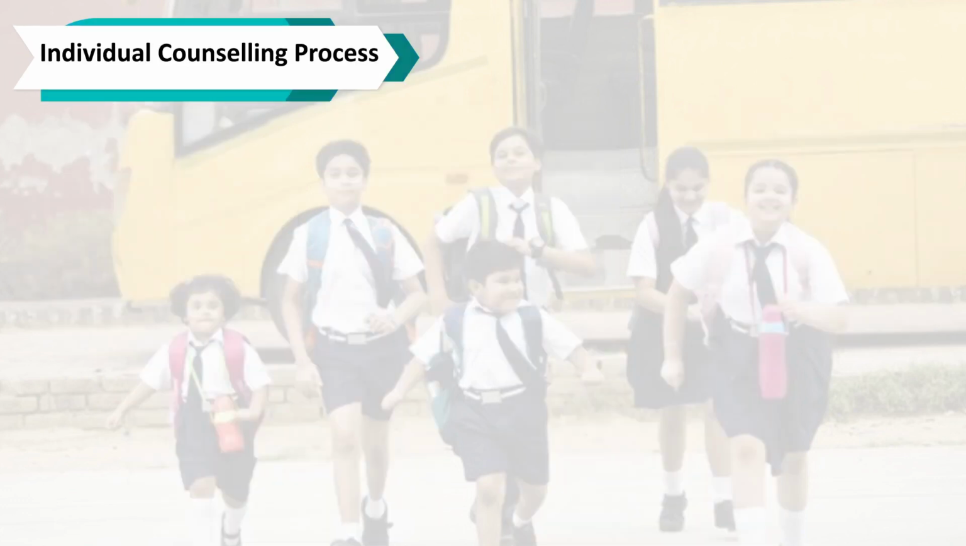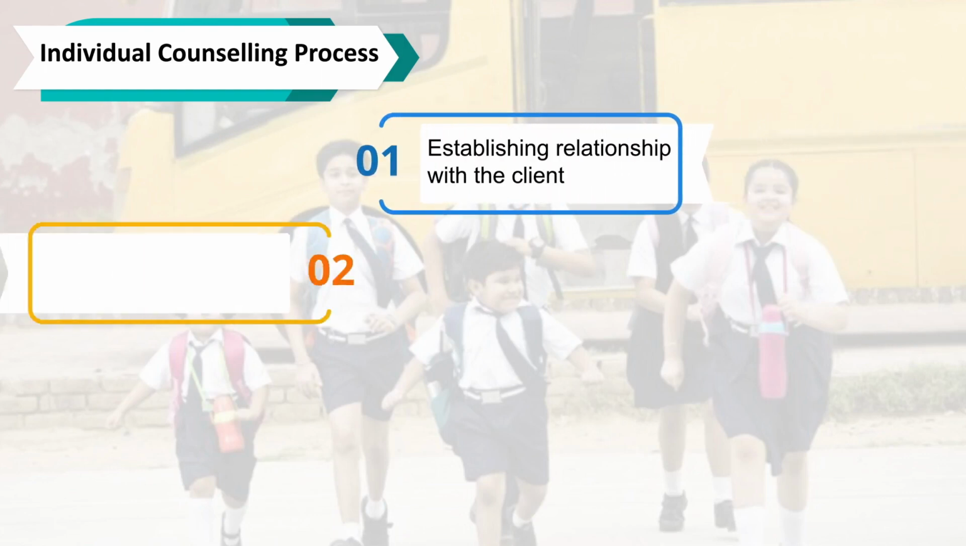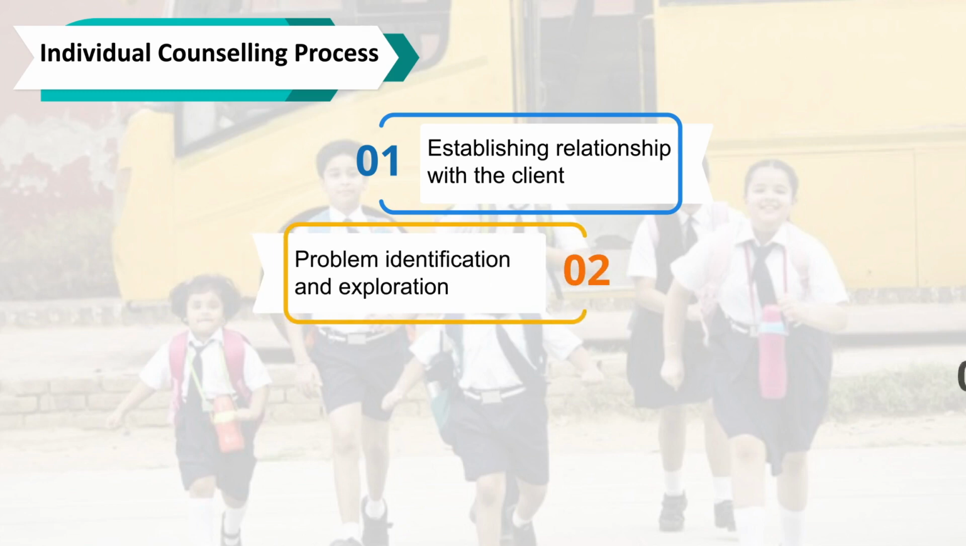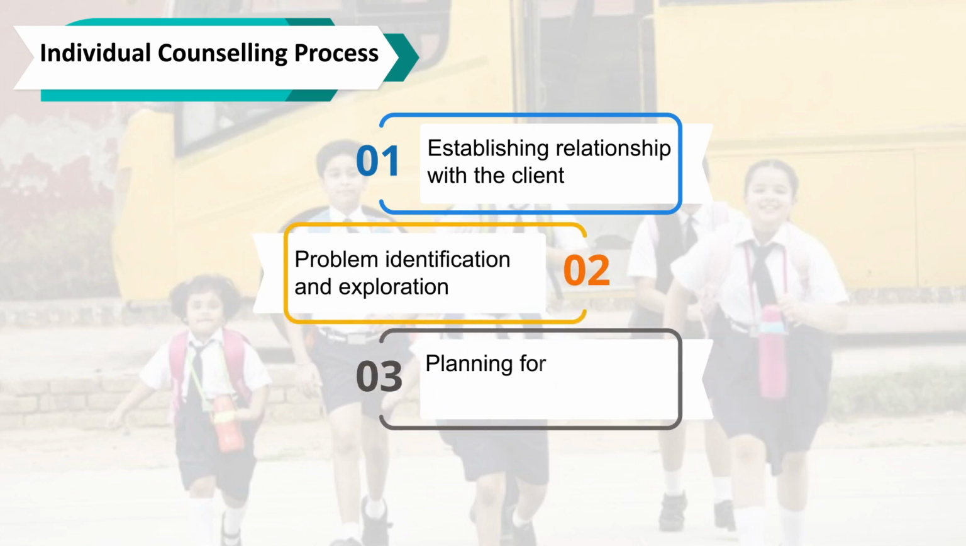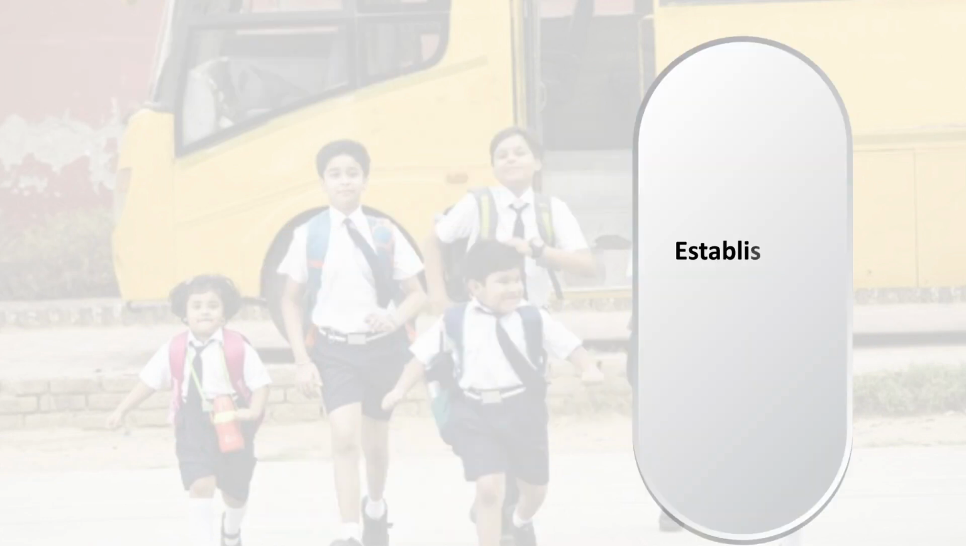The process of individual counseling. The individual counseling process involves establishing relationship with the client, problem identification and exploration, planning for problem solving, and implementation and termination. First stage, establishing relationship with the client.